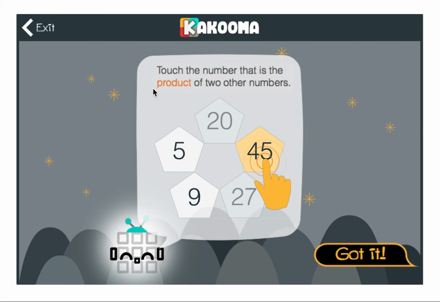Product means the answer to a multiplication sentence. So in other words, I'm looking at these 5 numbers, or if you're in the 4-numbered puzzle, you'll be looking at 4 numbers. If you're in the 6-numbered puzzle, you'll be looking at 6 numbers, and so on. So I'm going to be looking at 5 numbers, and 2 of them, when multiplied together, will give me a product of another number also shown in the puzzle. In this case, 5 times 9 is 45. So 45 is the product of 5 times 9. So 45 would be the answer I click, and that's why I would click that one, all right?